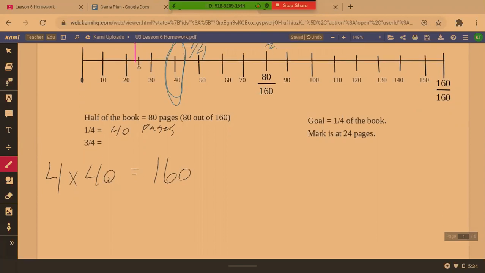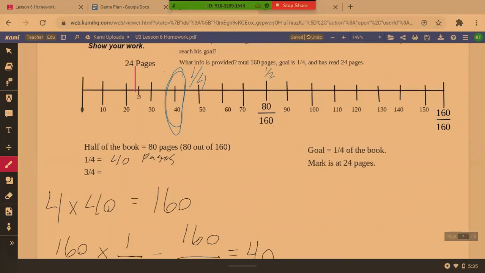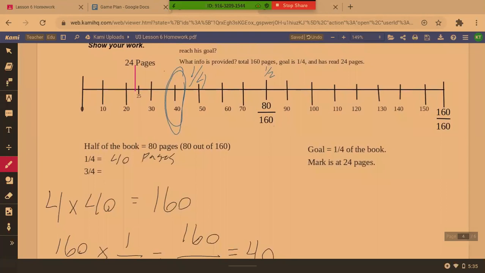Well, another way you could do it, if you just like fractions, it could be 160 pages times 1/4. And when we multiply fractions, we multiply straight across. 160 over 4. Now I'm asking myself, how many times does 4 go into 160? 40 times. So his goal is to get to 40 pages.